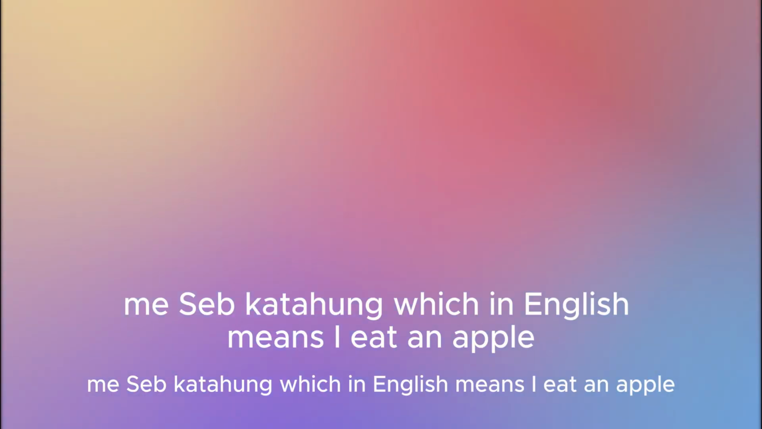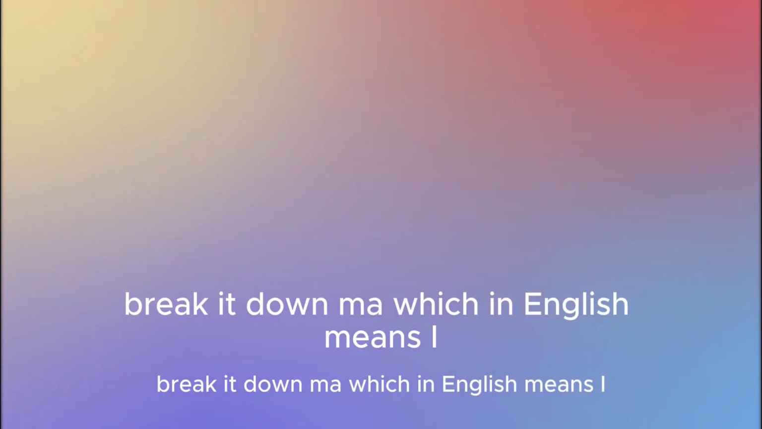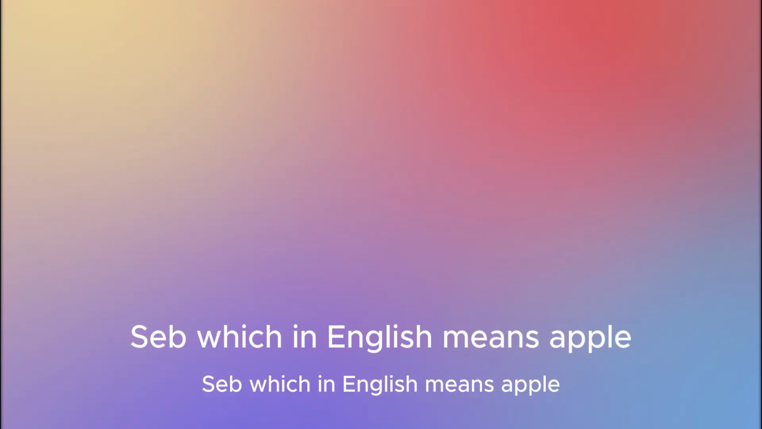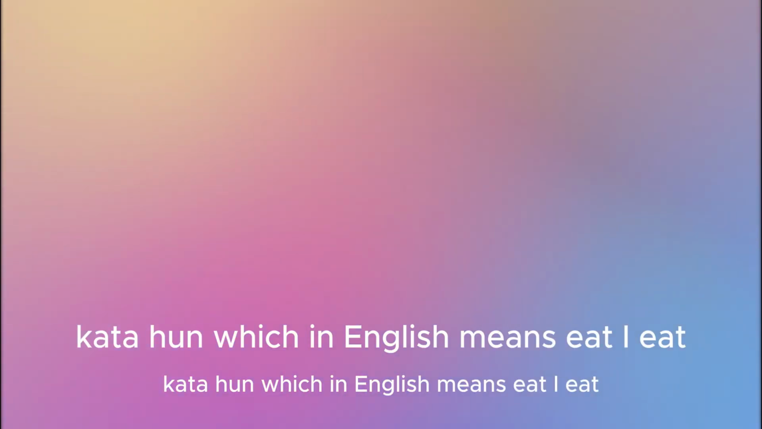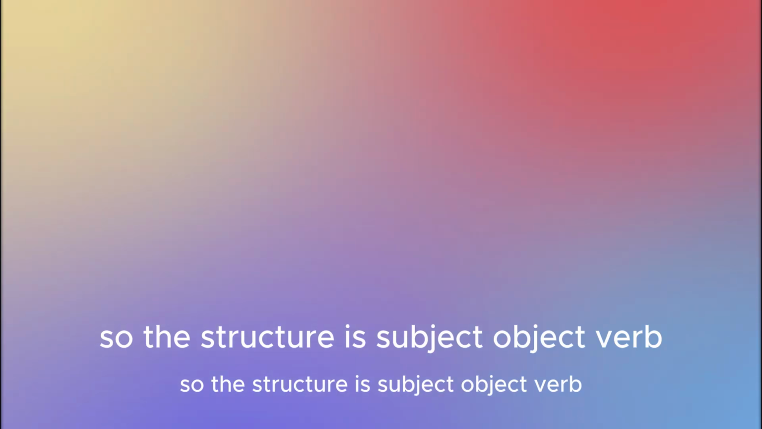मैं सेब खाता हूँ, which in English means I eat an apple. Break it down. मैं, which in English means I. सेब, which in English means apple. खाता हूँ, which in English means eat. I eat. So the structure is subject, object, verb.